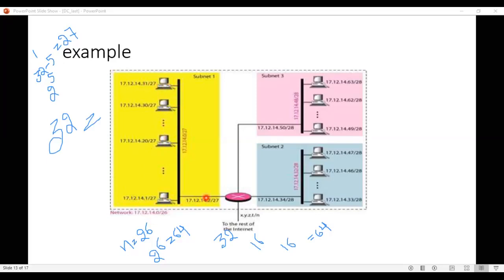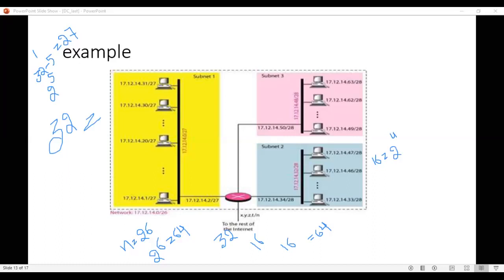Okay. Similar way, for the second subnet here, how many addresses are you going to allocate? 16. If you want to represent 16 addresses, what is the mask? 16 is represented by 2 raised to 4, isn't it? That means 4 bits are needed to represent these 16 addresses.